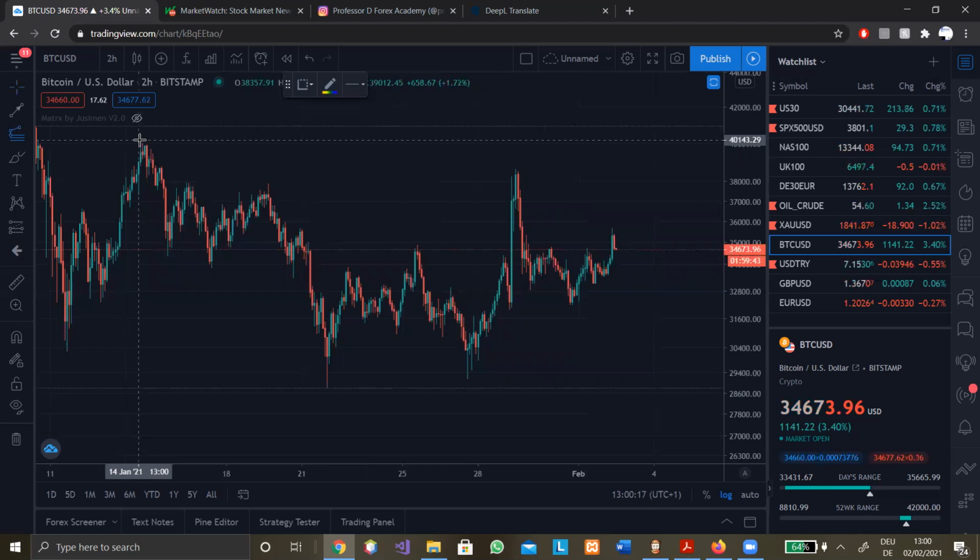I'm expecting Bitcoin to keep buying, but it still has to drop. The reason why it has to drop is based on the RSI, and the RSI video will be uploaded soon as well. So this is the thing.